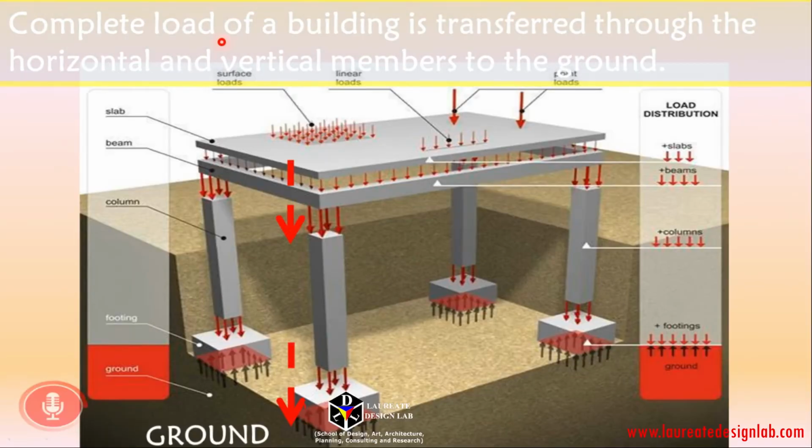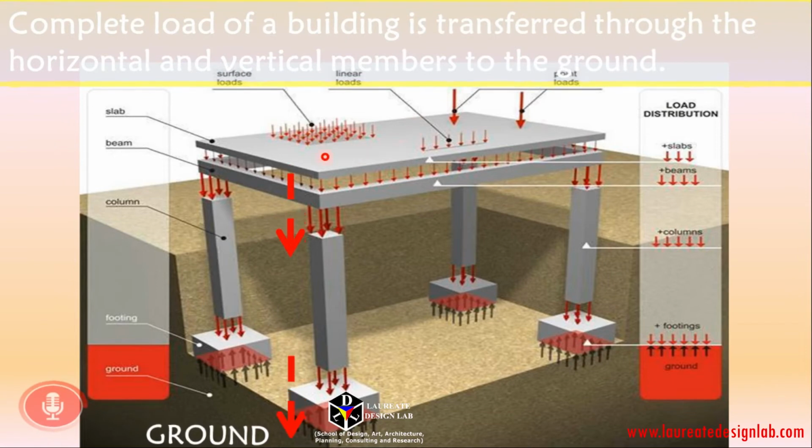Complete load of a building is transferred through the horizontal and vertical members to the ground. So this is the slab over here, and it has surface load. Suppose some objects are kept over it, then we have linear loads. Again, some objects are placed in a linear fashion over the slab, and there could be pointed load again.